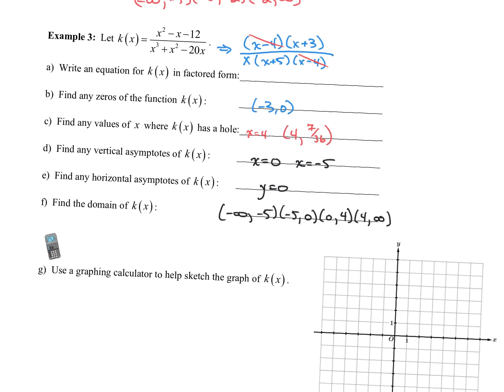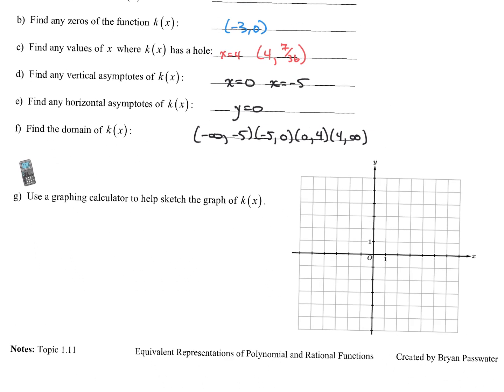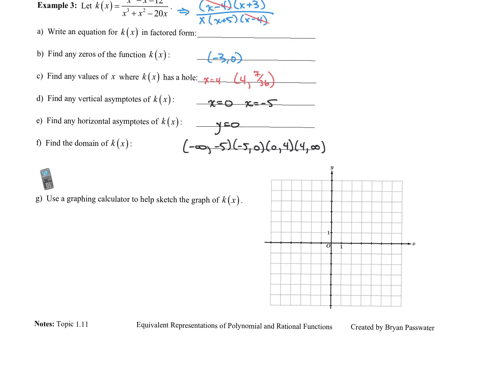All right. So now we're going to start graphing it. But before we actually use our calculator, we're going to substitute in what we know. So it has a zero at -3, 0. So I'm going to put -3, 0 right there. And then it says it has a hole at 4, 7/36. So at 4 and 7/36, somewhere around there, I have a hole.